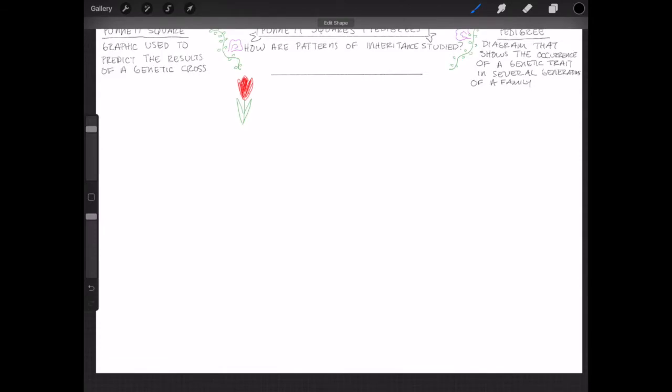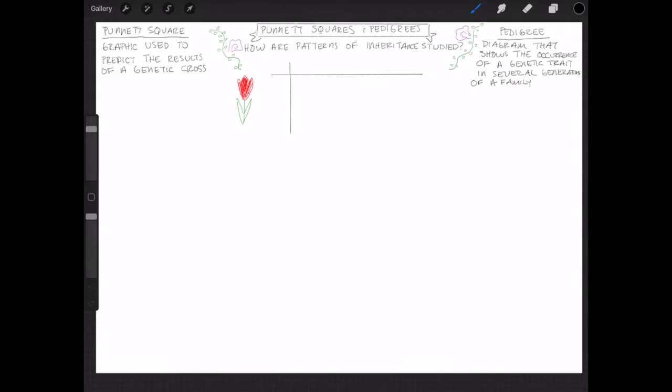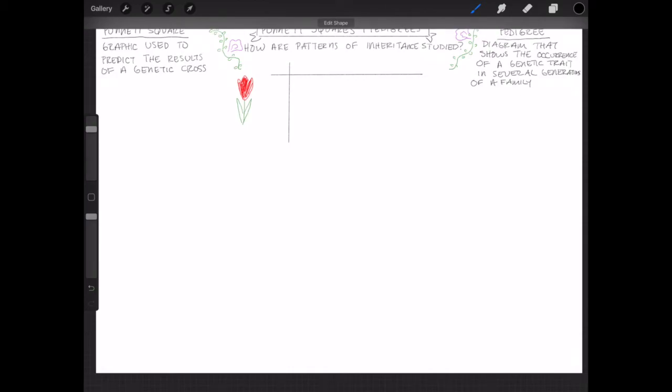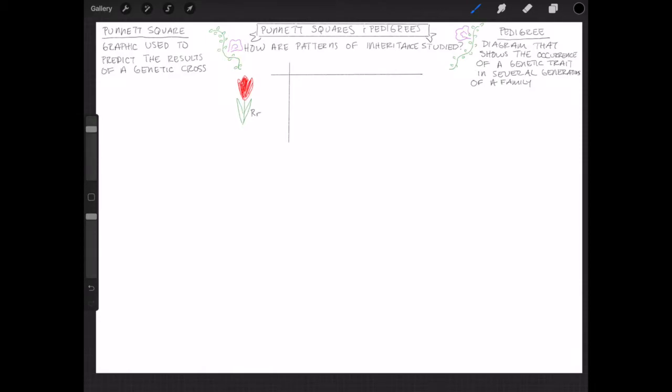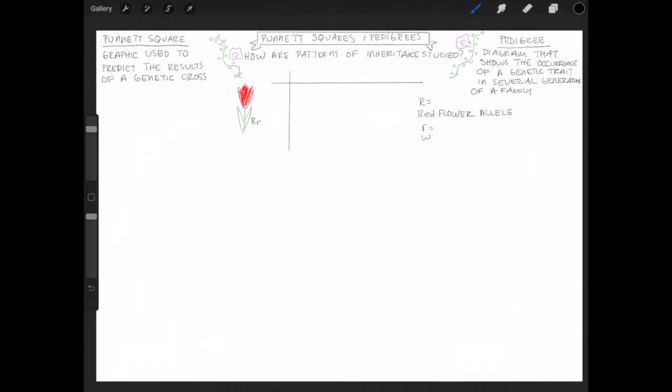So we are going to imagine that the alleles for this tulip are big R, little r. And capital R means it's the red flower allele, and lowercase r is the white flower allele.